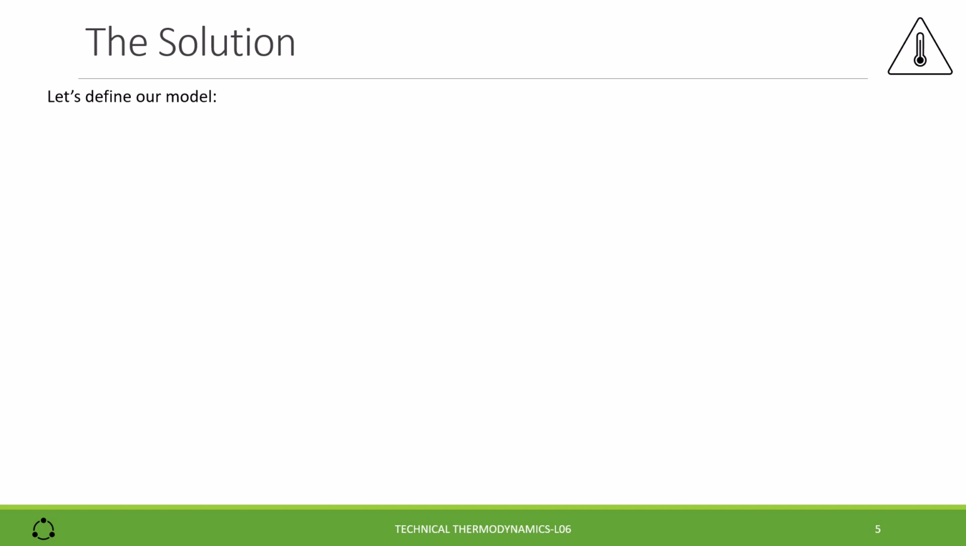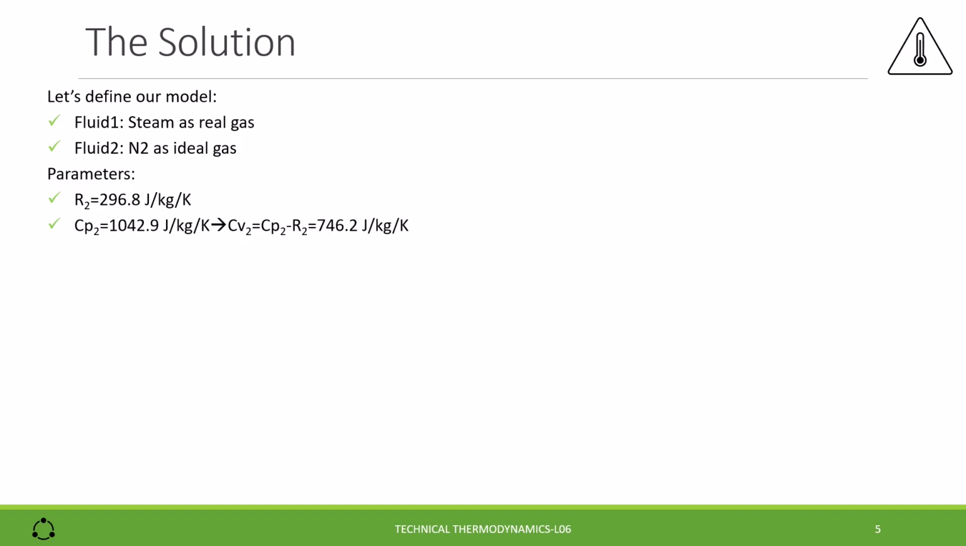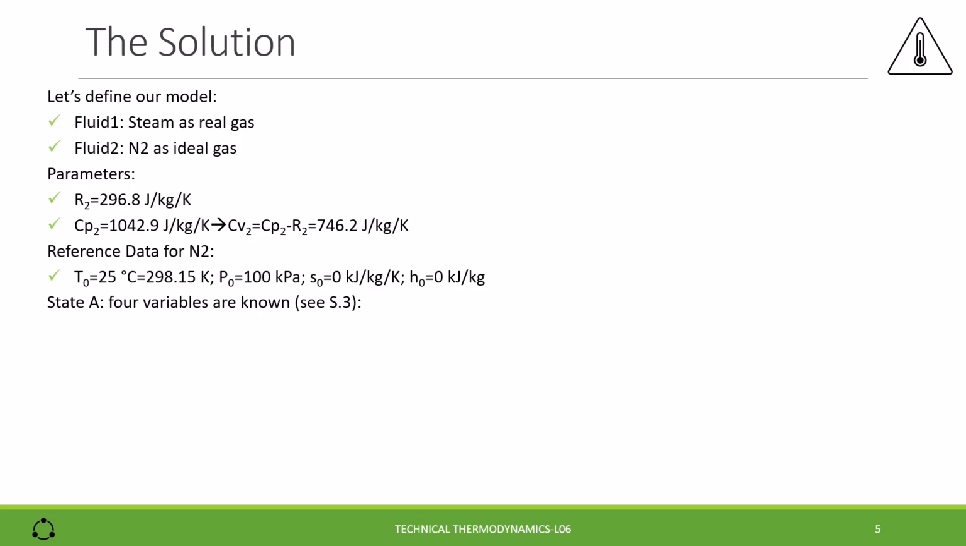Let's define our model. Fluid 1 is steam as a real gas, fluid 2 is nitrogen as an ideal gas, and the parameters for the nitrogen are given. R2 is known, Cp2 is also known, Cv2 is Cp2 minus R2, and the reference data for the nitrogen are temperature 25 degrees, pressure 100 kPa, entropy 0 kJ per kilogram per Kelvin, and enthalpy 0 kJ per kilogram. The state A can be calculated because we have 4 variables known, as displayed in slide number 3.